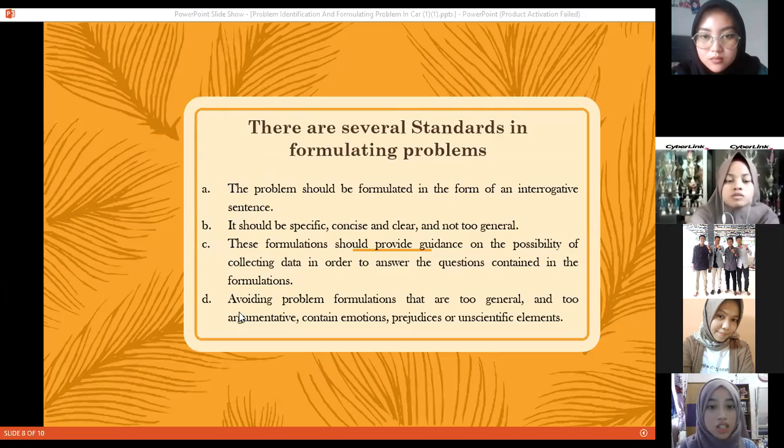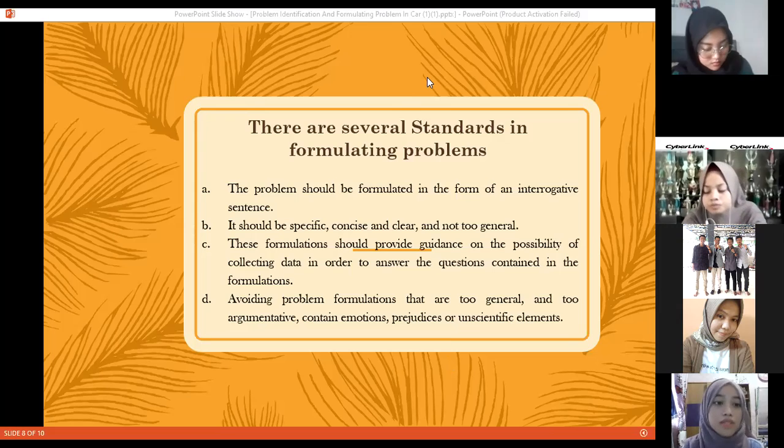There are several standards in formulating problems. Here, in formulating problems, there are several standards that need to be followed. The first, the problem should be formulated in the form of an interrogative sentence. And the second one, it should be specific, concise, and clear, and not too general.